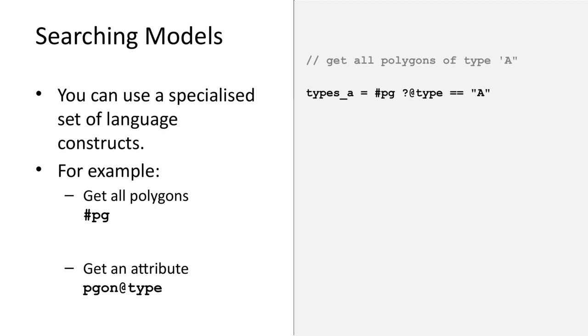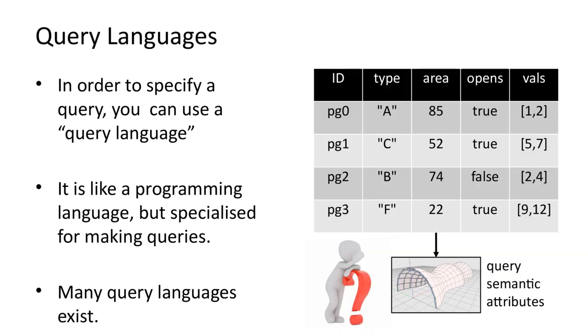Instead of using a function, another option is to have specialized constructs built into the language. These constructs can make the process of writing queries more concise and flexible. The Mobius language has a set of constructs for querying the model. In the example, we show how the Mobius code would look. The hash symbol is used to get entities. The question mark at symbol pair is used to filter entities based on a condition. We will explain these types of queries in more detail later. Languages with specialized constructs for writing queries are called query languages.